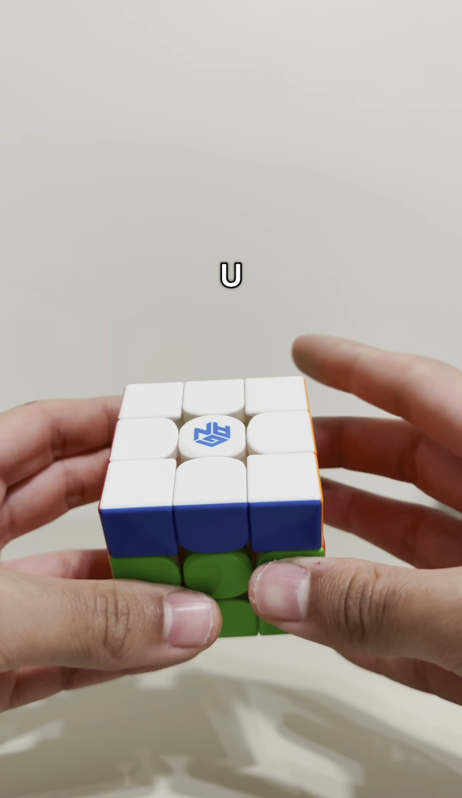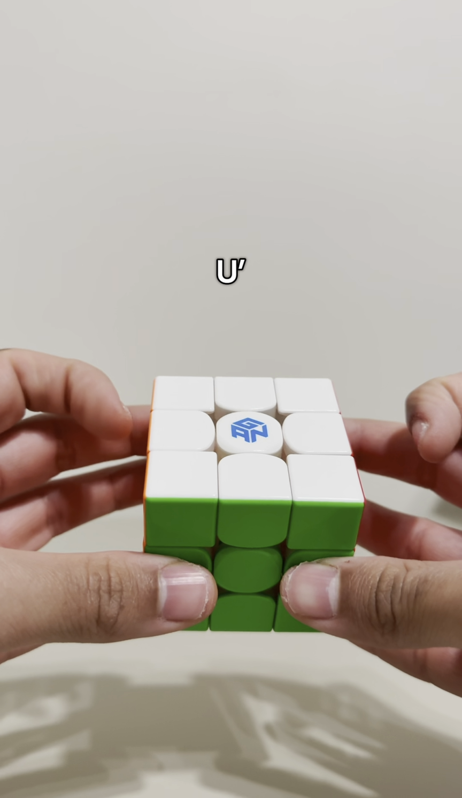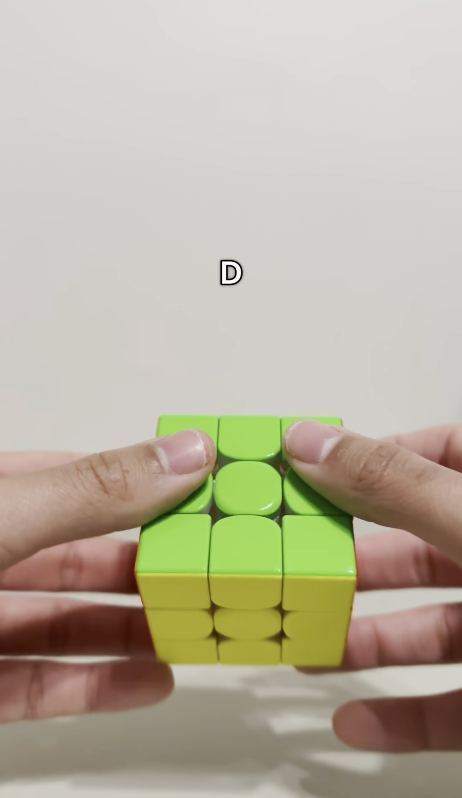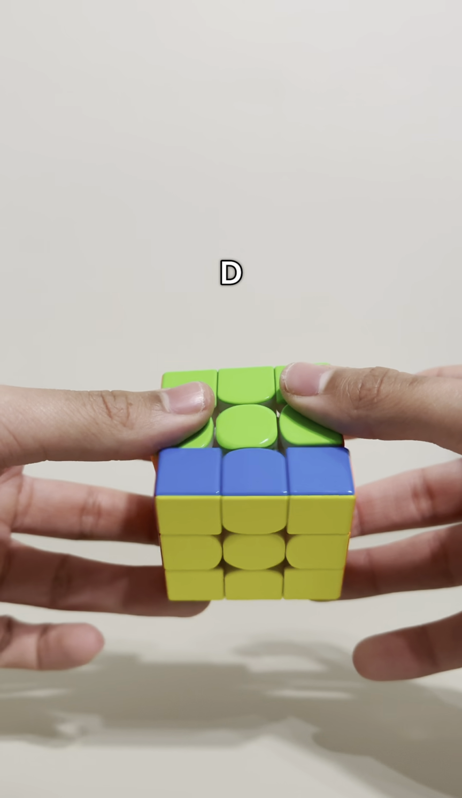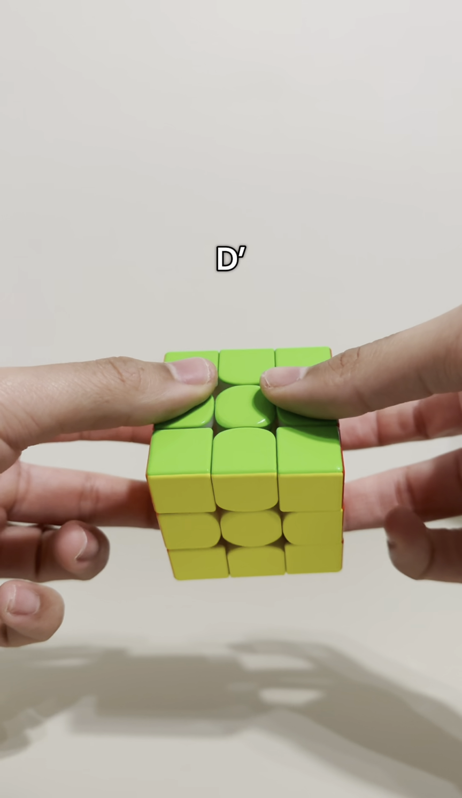Next we have U, which would be like this for the upper layer, and then we have U prime, which is counterclockwise, just like that. Next we have D for the bottom or down layer, so D would be like this, clockwise, and then we have D prime, which would be counterclockwise.